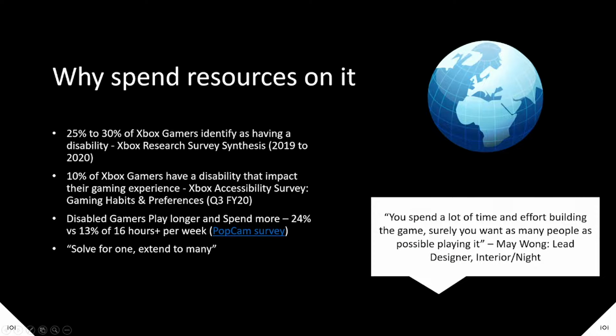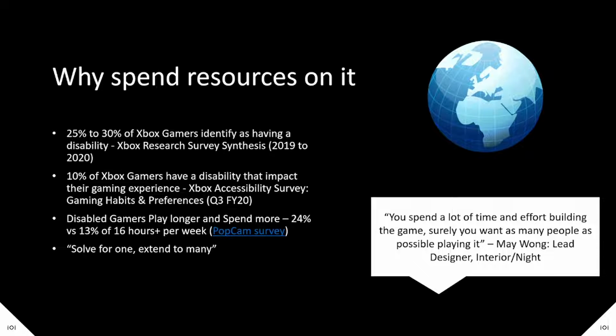So why spend resources on it? I think, as always, the tough sell with production and game management is, it already takes so much time to make these games. Why should we be spending more time on accessibility? And so hopefully, some of these stats and numbers might help convince your teams.